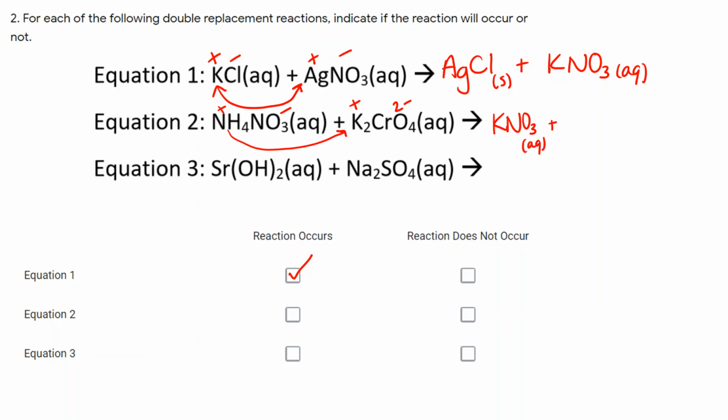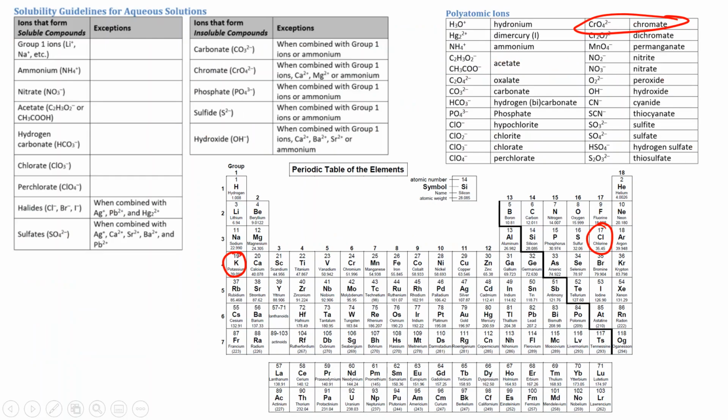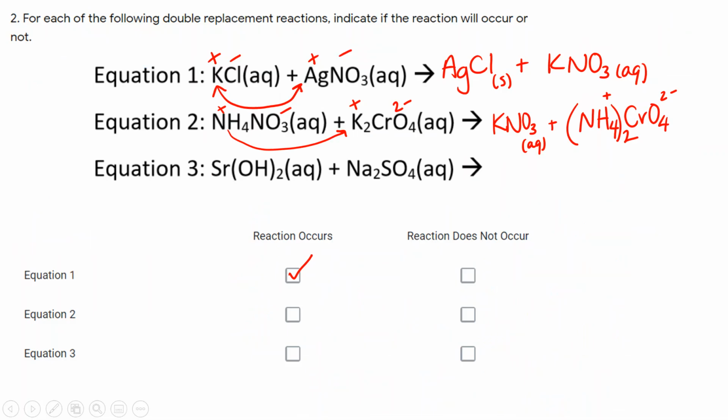And then I'm going to have this ammonium chromate here. And since that charge is -2, I'm going to need 2 of these ammoniums. So looking at my solubility rules, ammonium compounds are always soluble with no exceptions. So that means this is going to be aqueous. So since both of those are aqueous, this reaction does not occur.